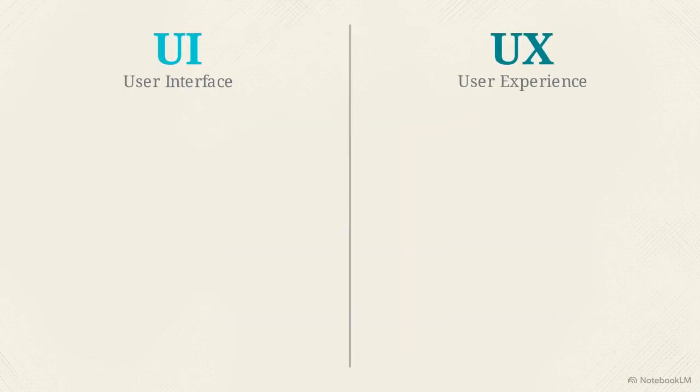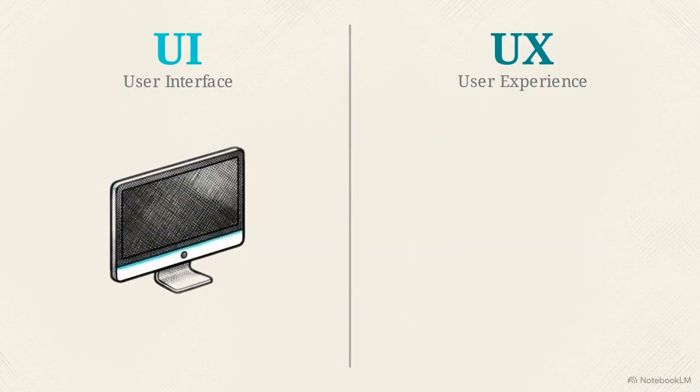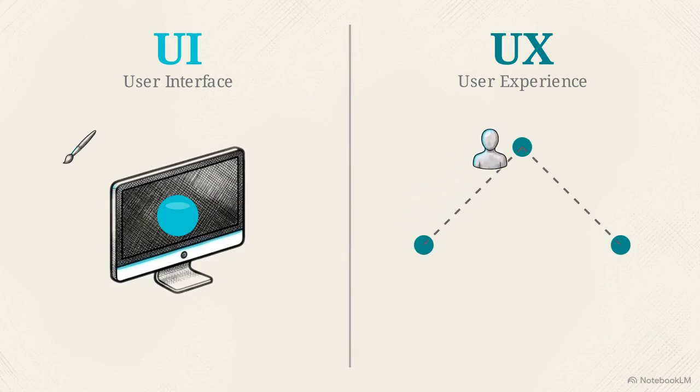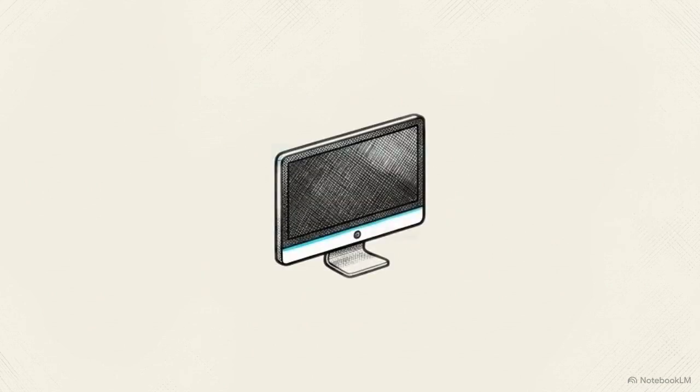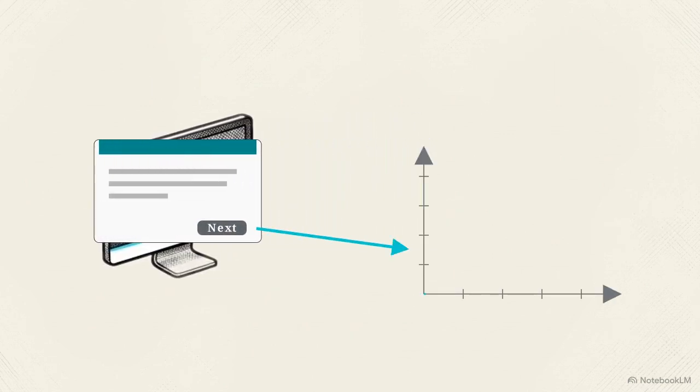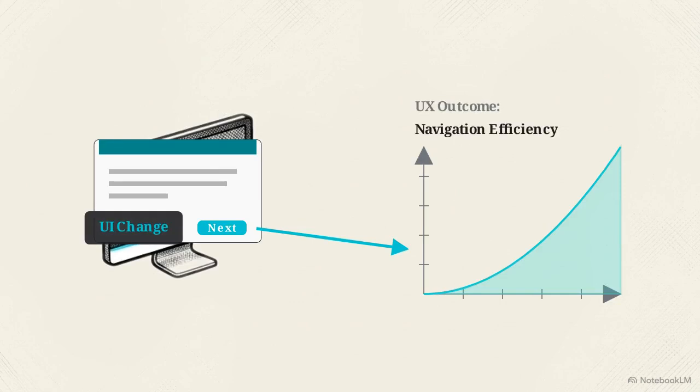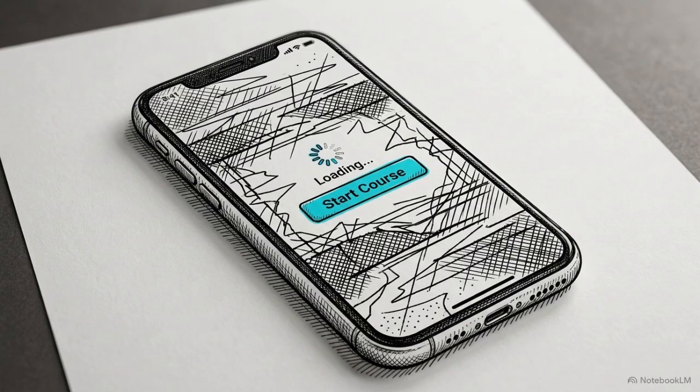Node 4 focuses on the distinction between user interface, the UI, and user experience, the UX. UI is the visual surface, including buttons and colors, while UX is the learner's overall journey and efficiency. Ahmed, if a designer changes a next button's color to make its function clearer, is that a UI or a UX update? It is a UI change that ultimately serves the UX by easing the learner's navigation. A visually polished interface fails its purpose if the underlying UX architecture prevents the learner from reaching their educational objectives smoothly.